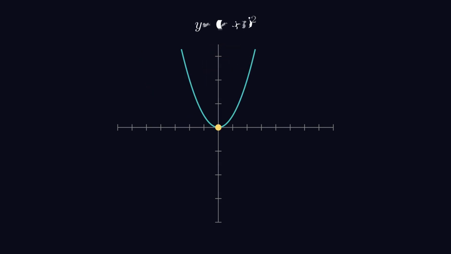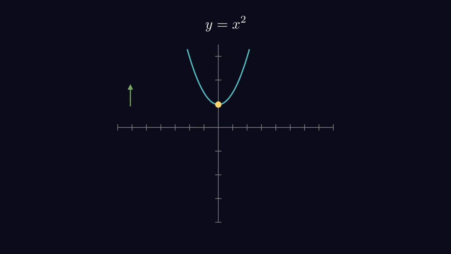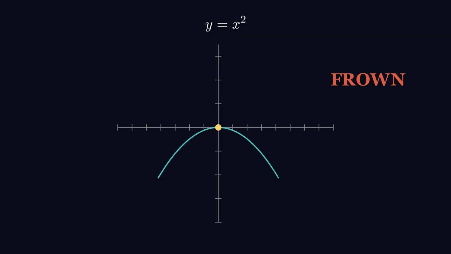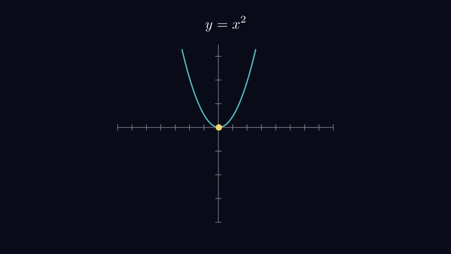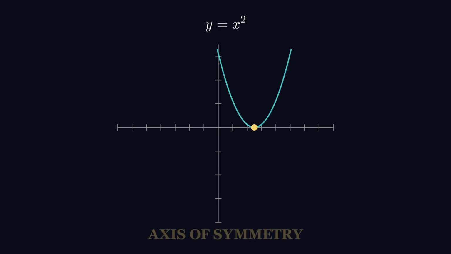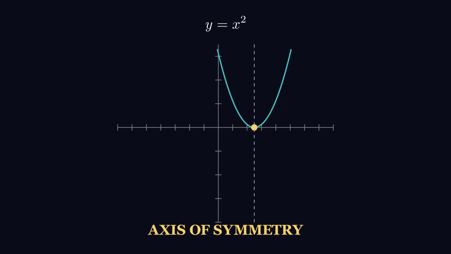The k, at least, plays fair. Plus k shifts up, minus k shifts down. No tricks there. And the a out front, same as ever. Positive opens up, negative flips it into a frown. Big a skinny, little a wide. One more tool, the axis of symmetry. That mirror line straight down through the vertex is just the vertical line x equals h. Folds the parabola into two perfect halves.